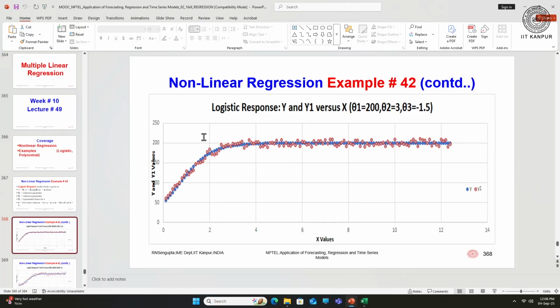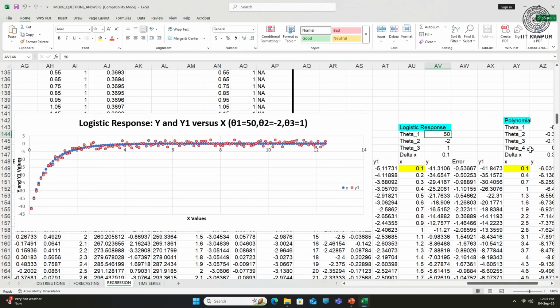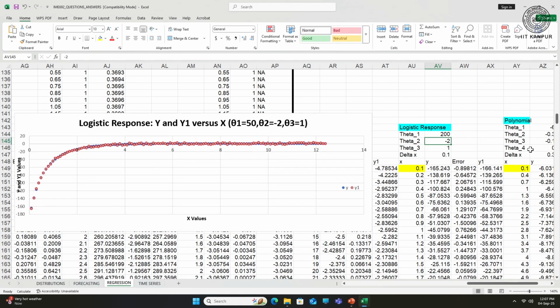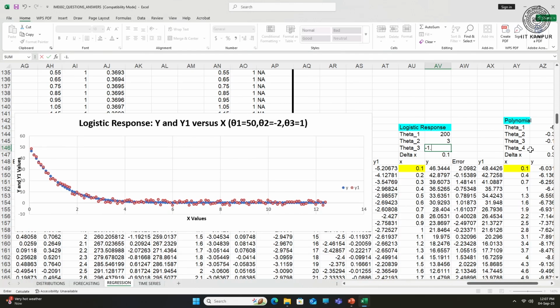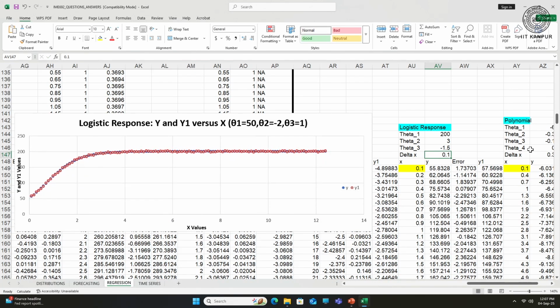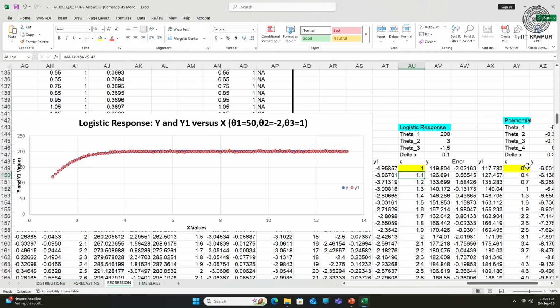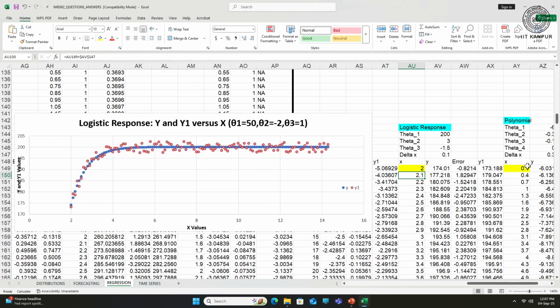In the first part, here you consider theta 1 as 200, theta 2 as 3, theta 3 as minus 1.5. This is 200, this I will consider as 3, and this I will consider minus 1.5. So, this is the curve. I need to change the errors. Obviously, I can change the delta values of x and the x values also. Let me change the delta. With the x starting value as 2, let me make it 1.5.